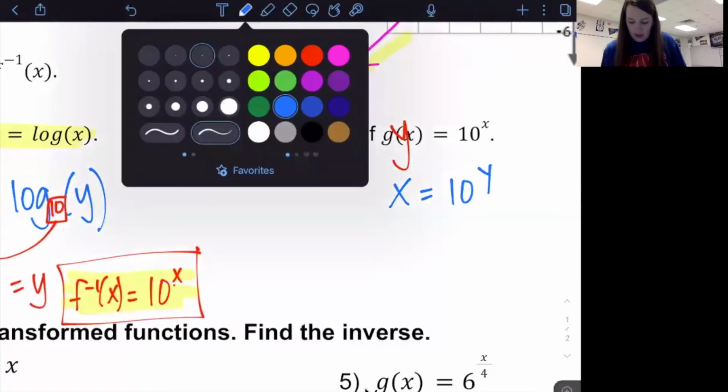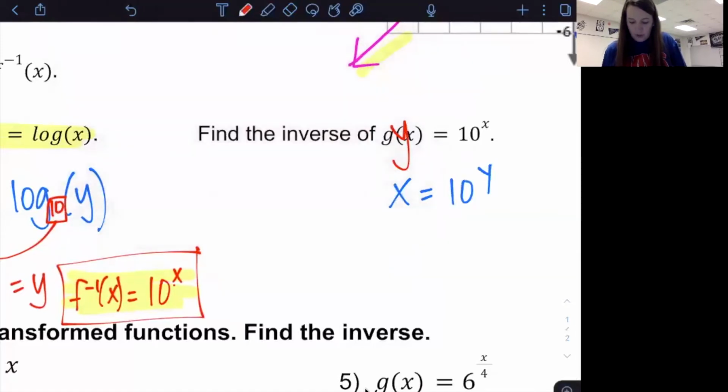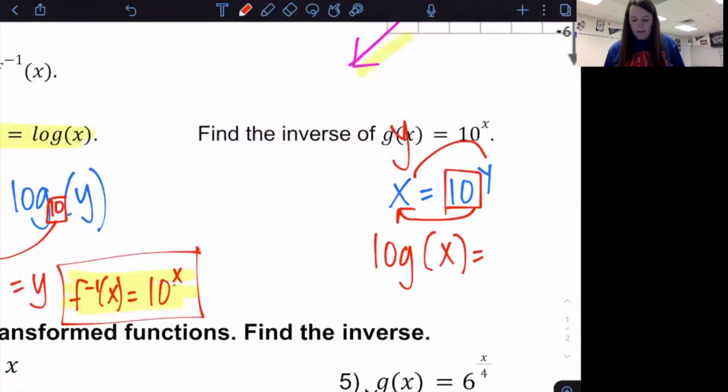So we're once again going to start with our base, which is 10. So I have log base 10, which we can write, but we don't have to write because it's the common log. We go across the equal sign. So x equals, back over here to the y.